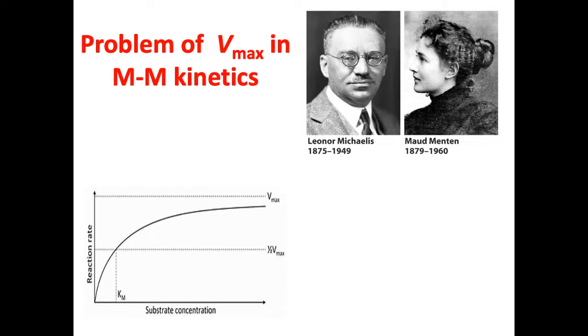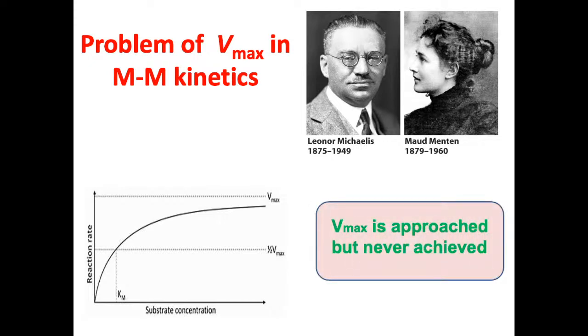So there's one problem. These are the scientists Leonard Michaelis and Maud Menten, 1875 to 1949, and 1879 to 1960. The problem is that Vmax is never achieved. It is approached but never achieved. So it is going to the top, but still your substrate concentration cannot attain the Vmax.